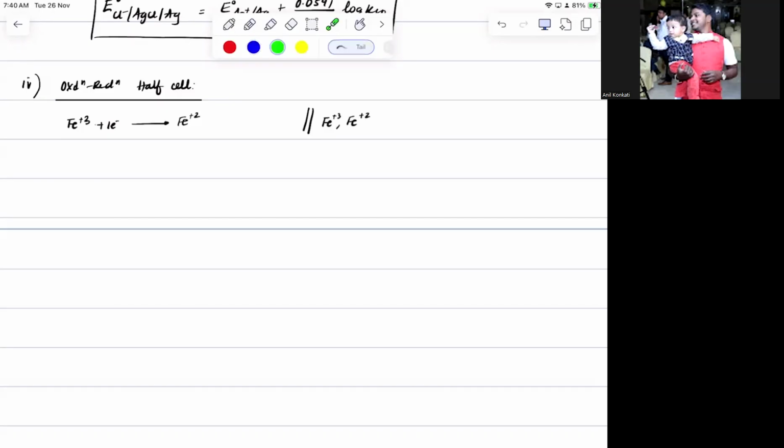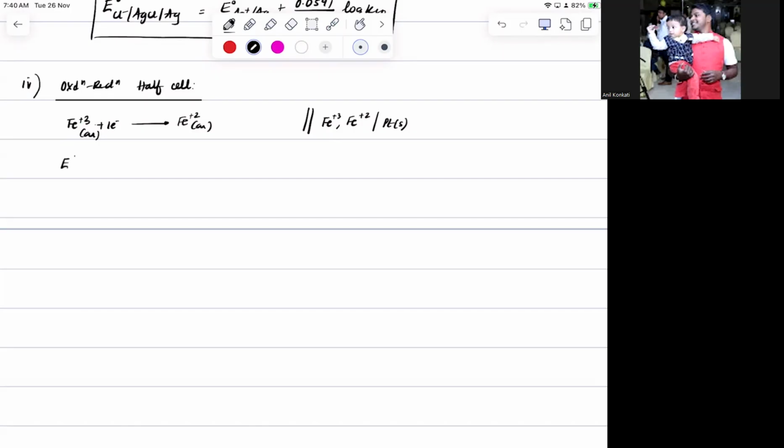Because they are in the same phase, you don't have to write a line here. So Fe+3 to Fe+2, and then a line to represent that there is an electrode. It can be a platinum electrode or any electrode. This is how you will represent it.